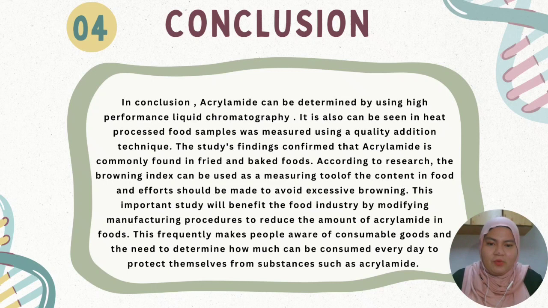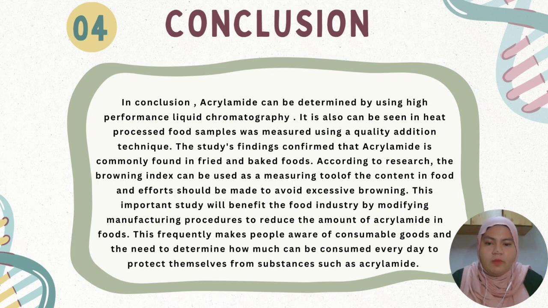Assalamualaikum and hi, my name is Nurul Aini Sofia. So I will explain the conclusion part. In conclusion, acrylamide can be determined by using high performance liquid chromatography, which is HPLC. It can also be seen in heat processed food samples that were measured using a standard addition technique. The study's findings confirm that acrylamide is commonly found in fried and baked foods.